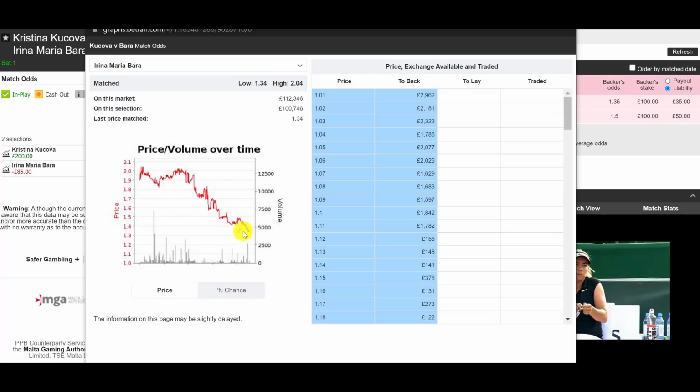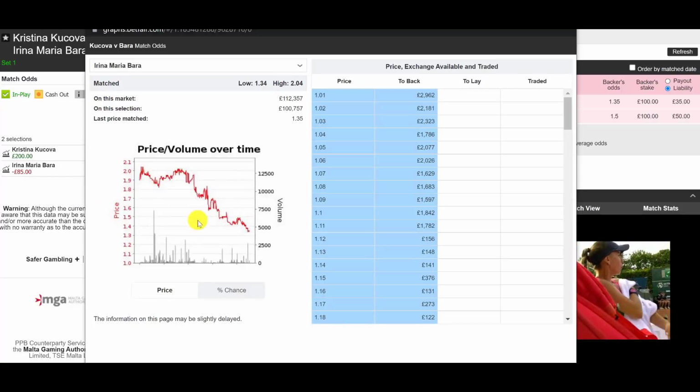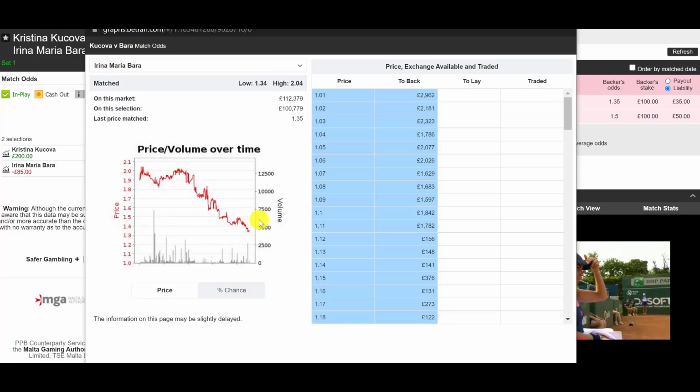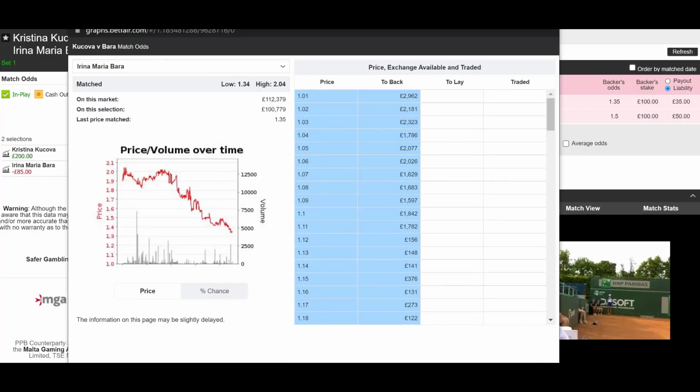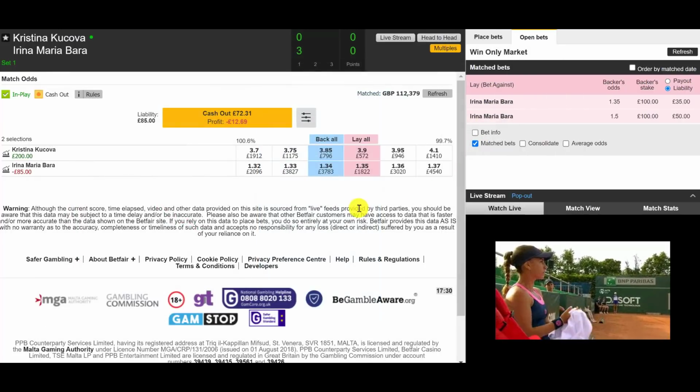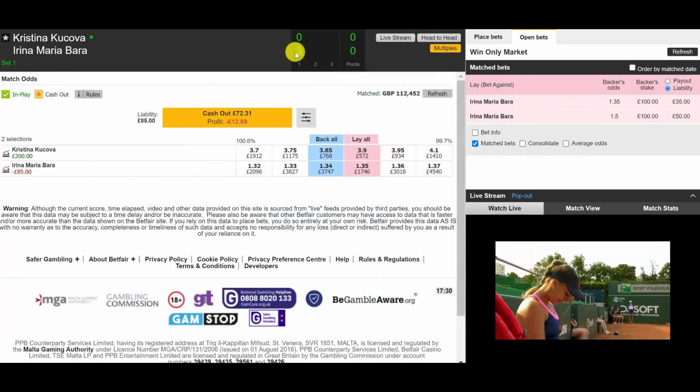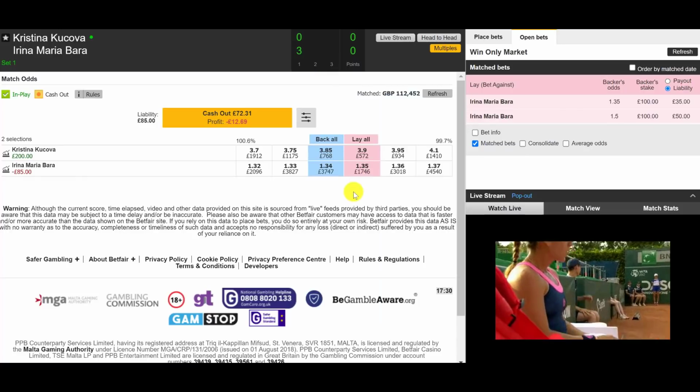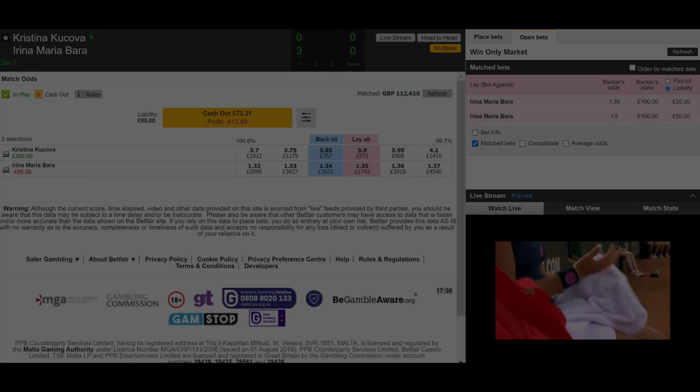Hopefully we can start to take some profit out of this one if Kukova wins her next service game. That should put the odds a bit more in our favor, and then we can go from there. But let's see what happens. It's currently 3-0. Obviously, to a lot of people, that looks really bad. But in tennis, well, anything can happen.